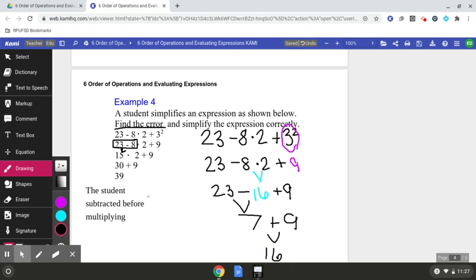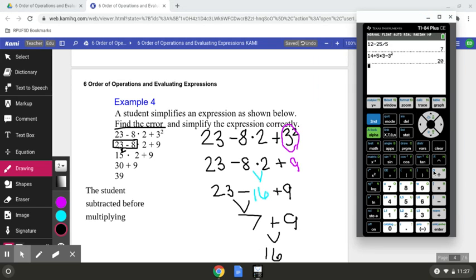And notice we do end up with 2 separate answers here. And again, I can check with my calculator and type it in. I could do 23 minus 8 times 2 plus 3 squared. And you get 16.